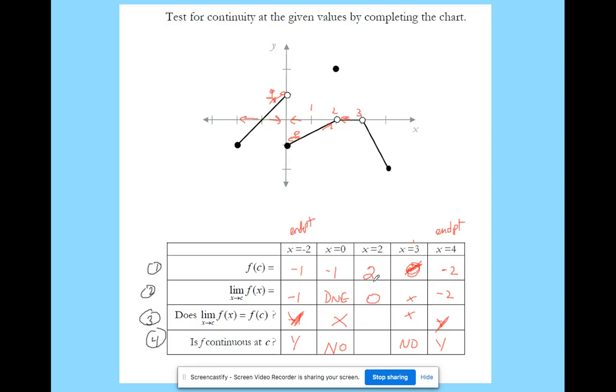Are those two values equal? 2 does not equal 0. Therefore, no. Okay, pretty simple, pretty simple.